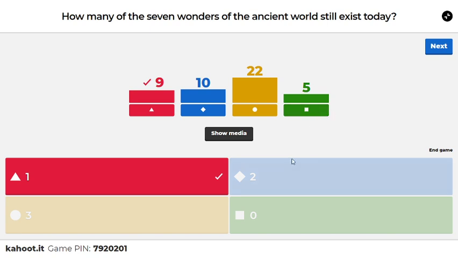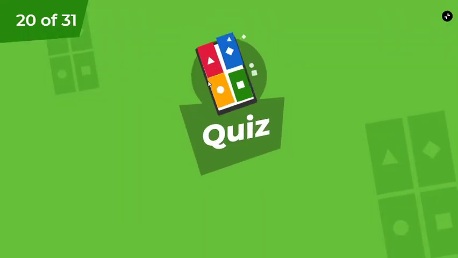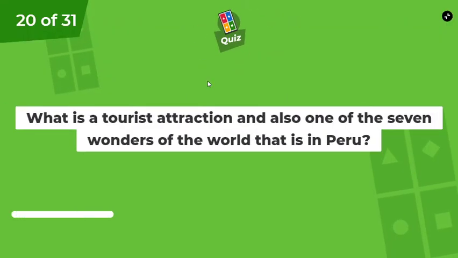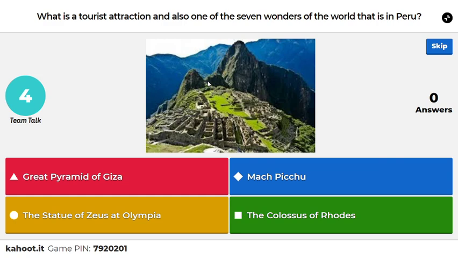Okay, 9 people knew the correct answer. Only one of them exists today. And number 1 is Şevval, number 2 is Kaan, number 3 is Nilay, number 4 is Henrik, number 5 is Alp. By the way, it was a combo breaker. Four players just dropped their answer streak of 3. I'm sorry to see this. Let's get to the 20th question. What is a tourist attraction and also one of the seven wonders of the world that is in Peru? Great Pyramid of Giza, Machu Picchu, The Statue of Zeus at Olympia or the Colossus of Rhodes? Which one?